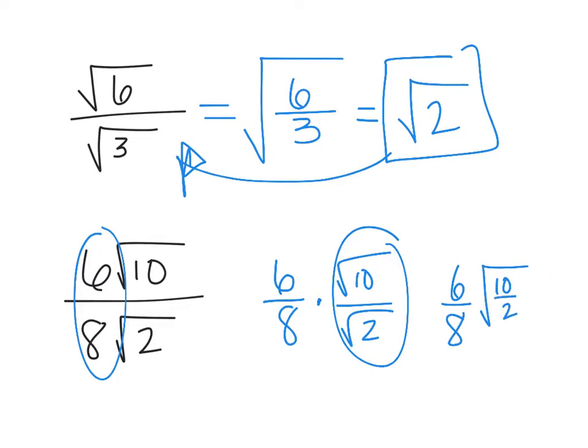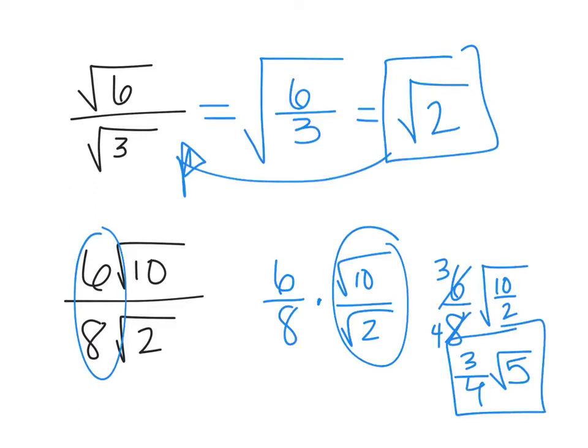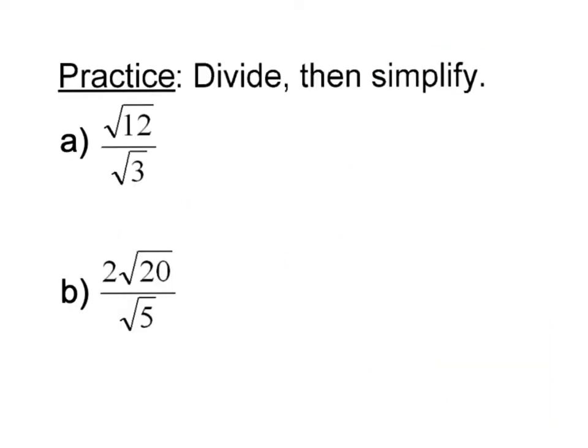And then 10 divided by 2 is 5, so I have the square root of 5. And then 6/8, I'm going to try to simplify that. I'm going to divide it down. 6 divided by 2 is 3. 8 divided by 2 is 4. So this is the same as 3/4 times the square root of 5. Again, that answer looks a lot simpler than the one that I started with.